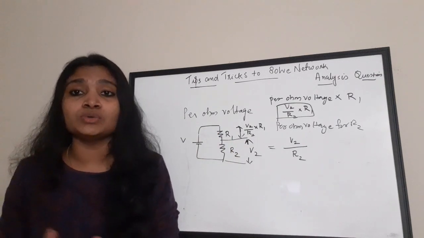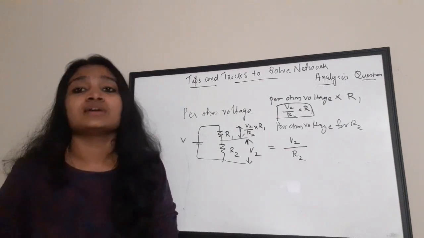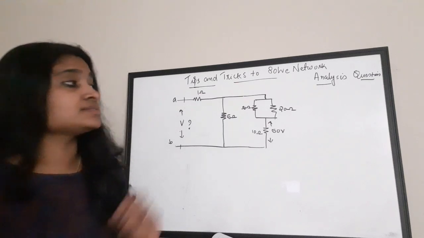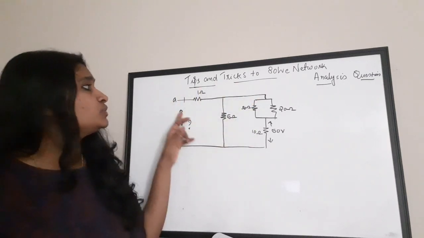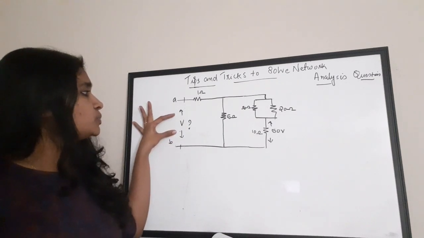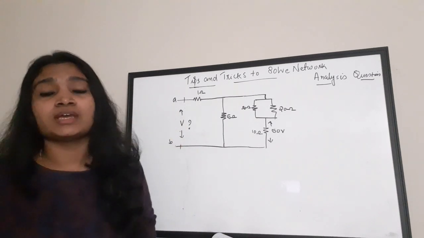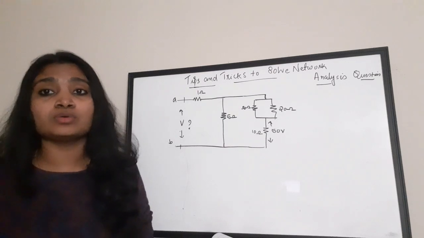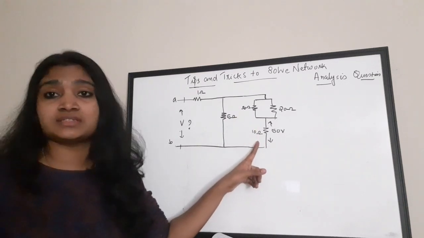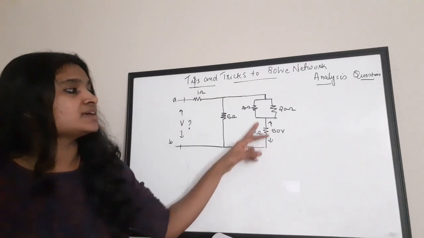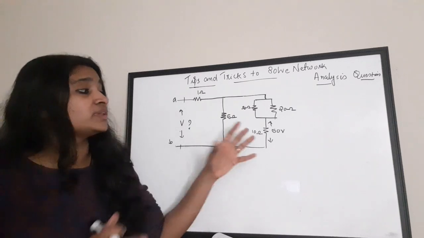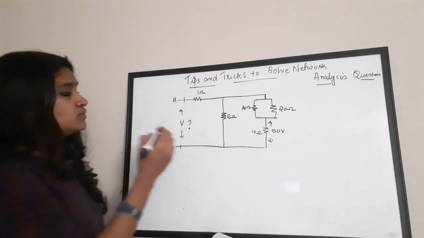Now we are going to do a complex question with the help of the per ohm voltage concept. This is the circuit given, and we need to find the voltage between the two terminals A and B, that is, the value of V. So how can we apply the per ohm voltage concept here? Here a 10 ohm resistor is given and the voltage across this 10 ohm is given as 50 volt. What is the per ohm voltage for that 10 ohm? Let us find it out first.